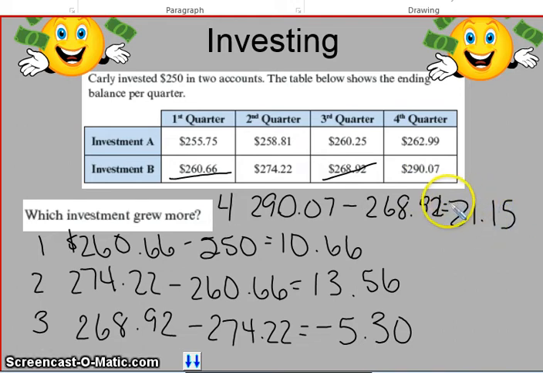Now remember, the question was, in which quarter did investment B grow the most? Now our possible choices are second quarter and fourth quarter. In fourth quarter, it was $21.15. Second quarter was $13.56. So we can definitively say that investment B grew the most during the fourth quarter.